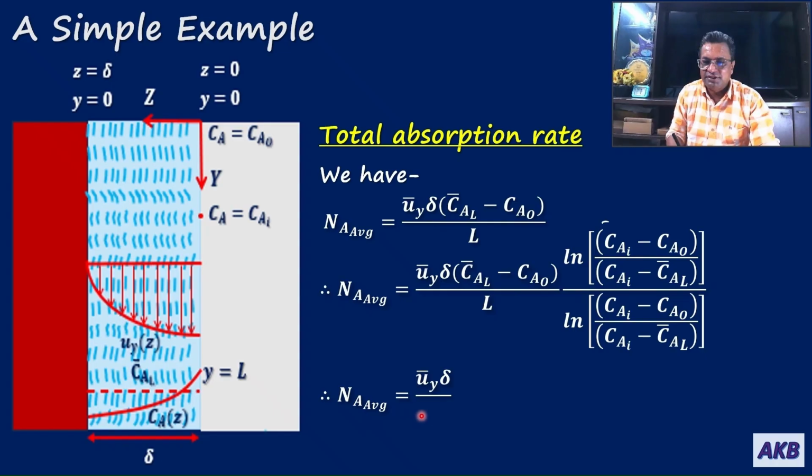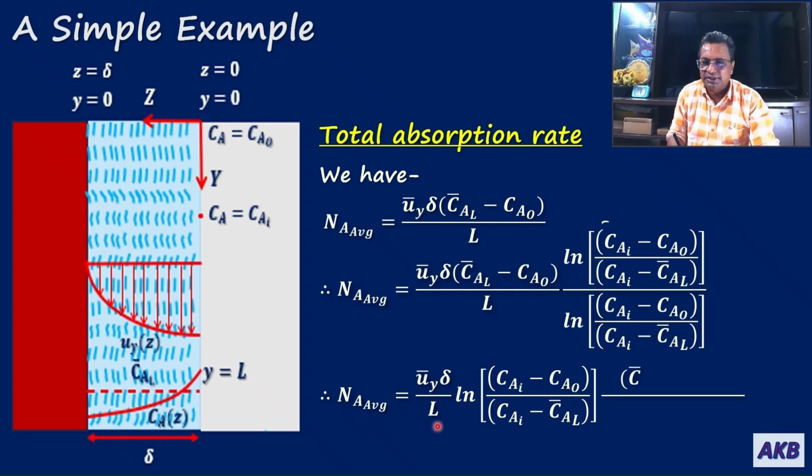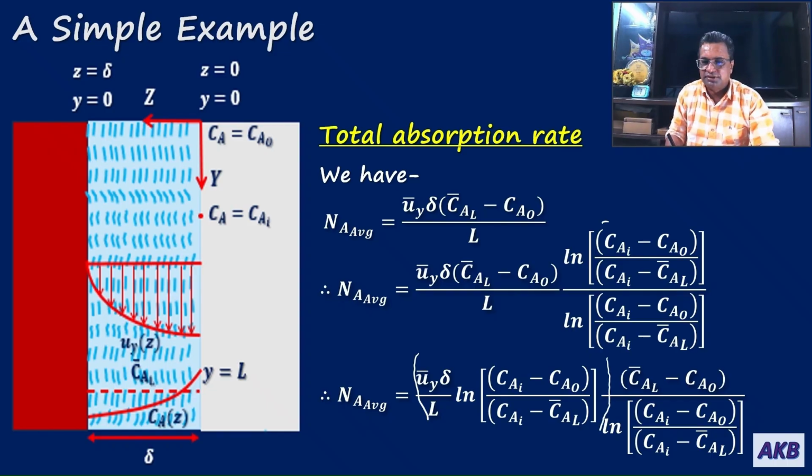So NA average is equal to, I will write it in a proper form. NA average is equal to UY bar into delta by L into ln of CAI minus CA naught divided by CAI minus CAL bar. And then you have the concentration difference CAL bar minus CA naught divided by ln of CAI minus CA naught divided by CAI minus CAL bar. I have just rearranged it so that I'm getting this group in the equation, and this group is nothing but the definition for the average mass transfer coefficient. So let us continue with this.